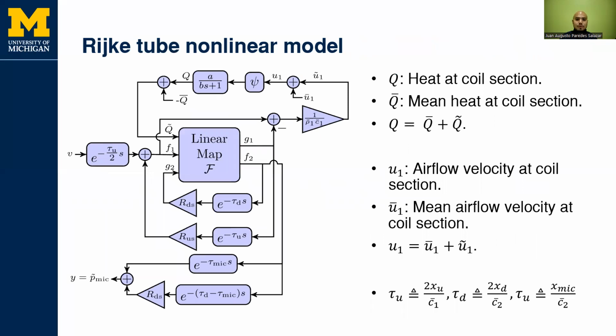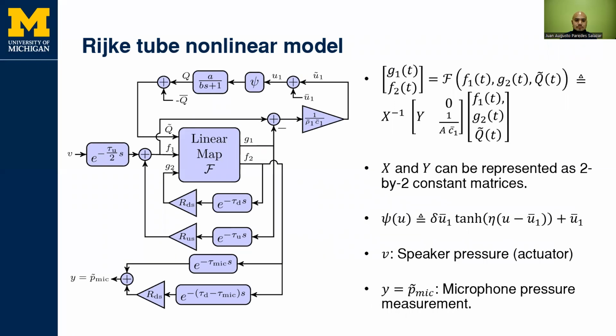A block diagram of the whole model is now being shown. Q denotes the heat at the coil section, and U1 denotes the airflow velocity at the same place. Furthermore, the model features some time delays, whose values depend on the position of the coil and the microphone, and the mean wave speeds within the tube. The model also features a linear map F, whose X and Y matrices can be considered constant due to the low Mach numbers of the application.